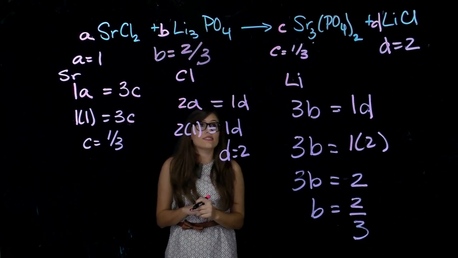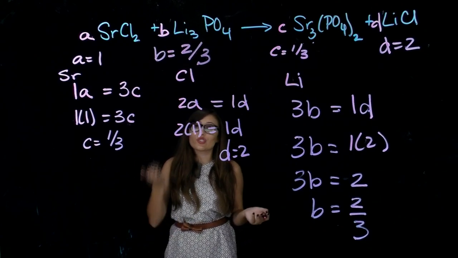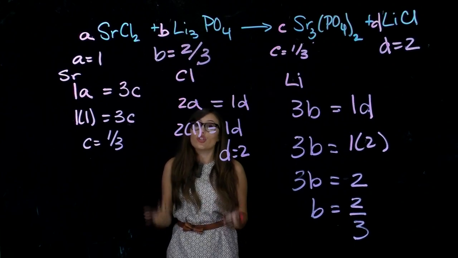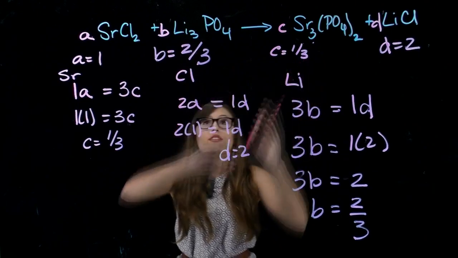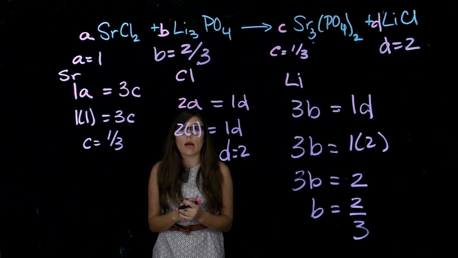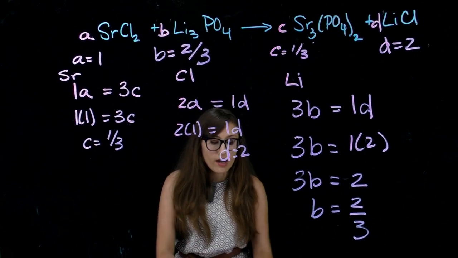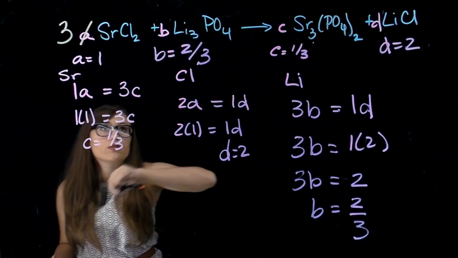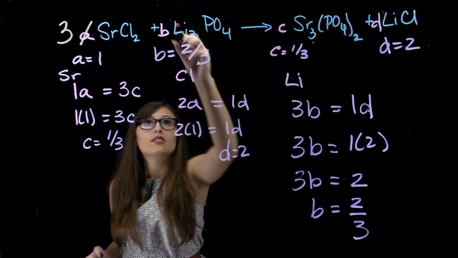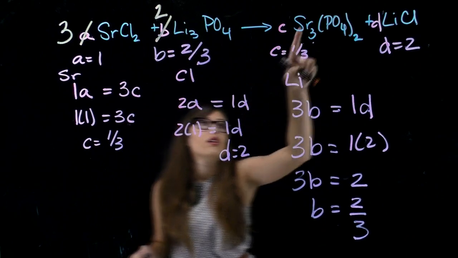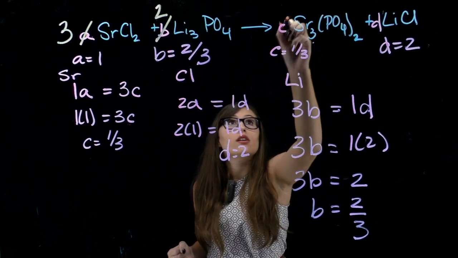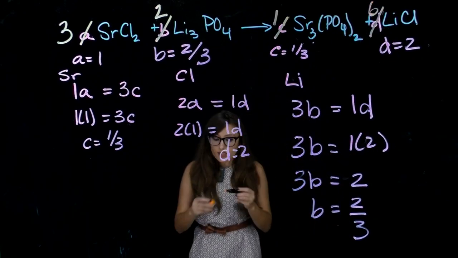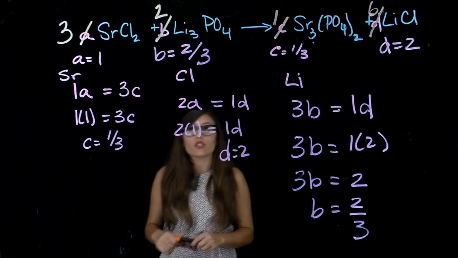So let's go ahead and simplify this, because when you look at chemical equations, you don't have fractions in them. In order to get rid of the fractions, you multiply by a common factor, so in this case 3, to get rid of your denominator. So we multiply everything by 3, so 3 times 1 is 3. 3 times 2/3 is 2. 3 times 1/3 is 1. And 3 times 2 is 6. And this would be your balanced chemical equation.